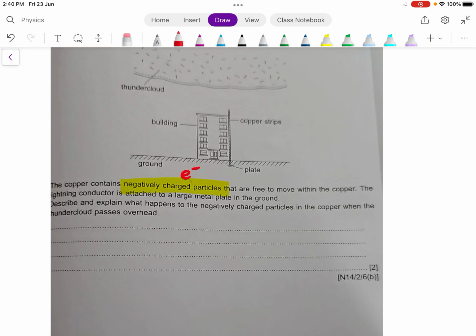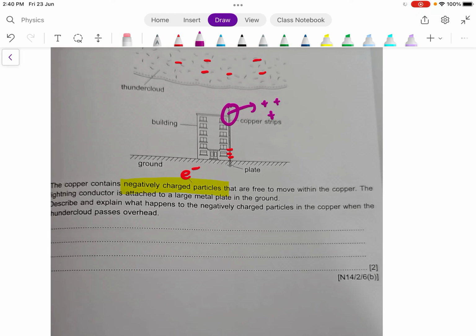Okay, so assuming that the thundercloud is negatively charged, what happens is that this negative charge in the thundercloud will repel all the electrons in the copper strip to the bottom. After that, due to the absence of electrons at the top part, it will be positively charged. So how do I explain this?